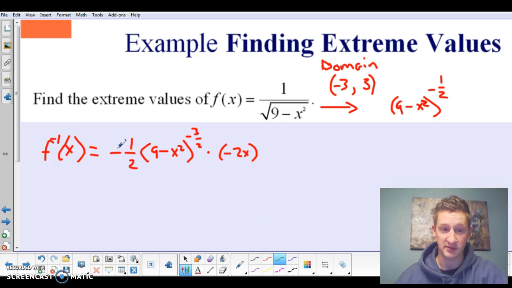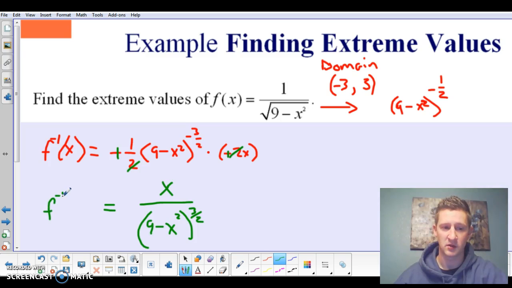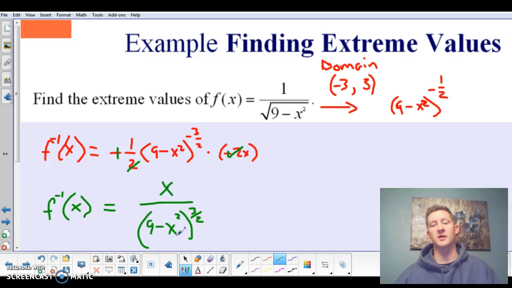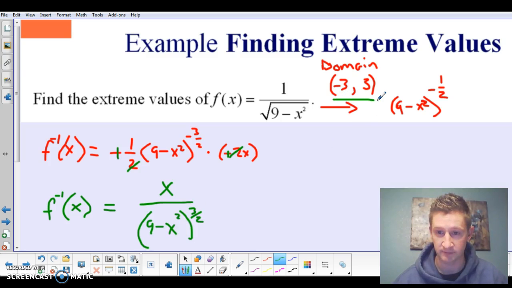Now, cleaning this up, I'm multiplying all these things together. Negative times negative is going to be positive. 2 times 1/2 is going to be 1. So this is going to turn into x for a numerator with 9 minus x squared raised to the 3/2 power in the denominator. Okay, so that's my derivative. I'm supposed to figure out when is that undefined and when is it equal 0. Well, it's probably going to be undefined when I plug in 3 or -3, but remember those aren't part of my domain. I already knew I couldn't plug in 3 or -3 based on the original function.